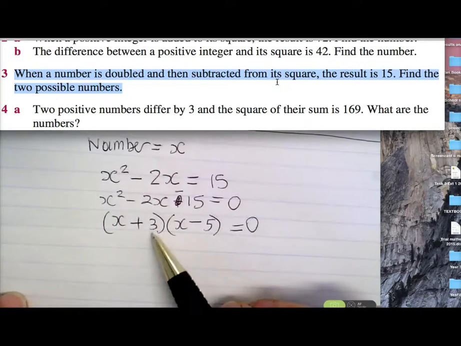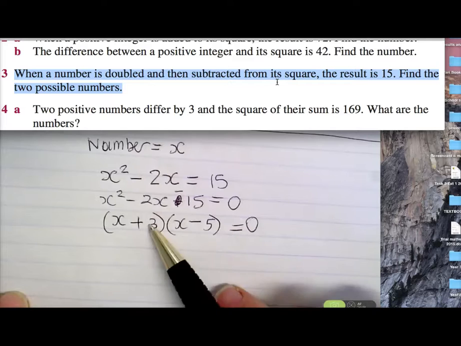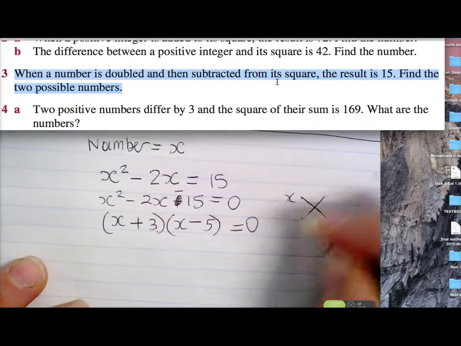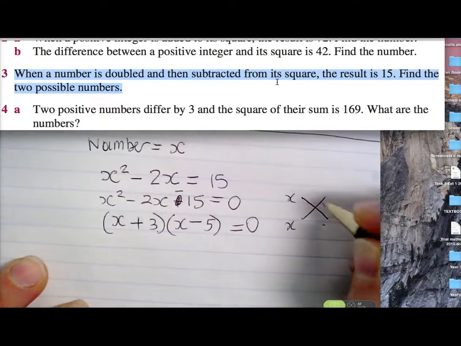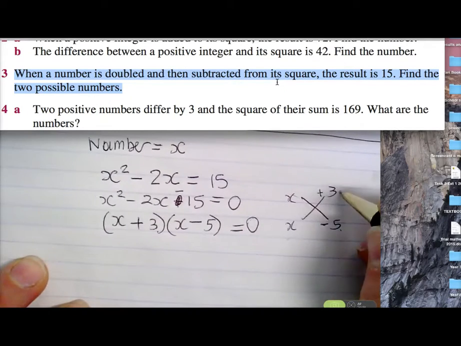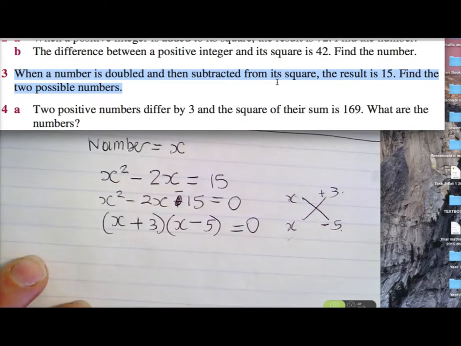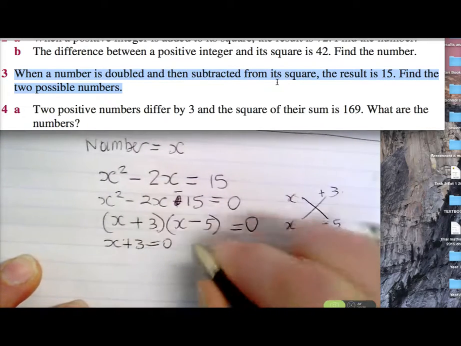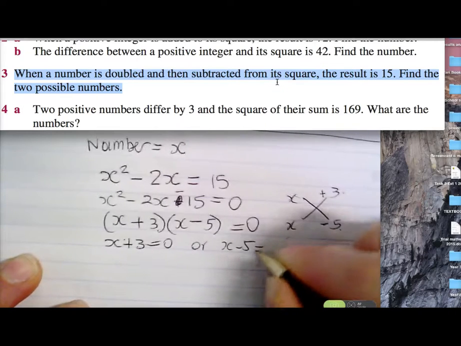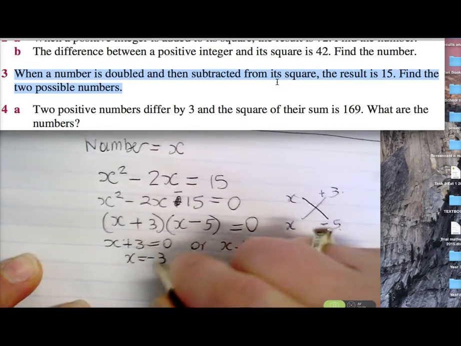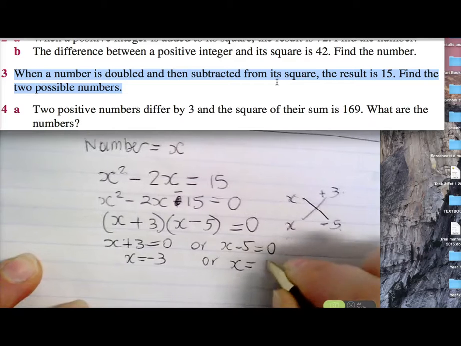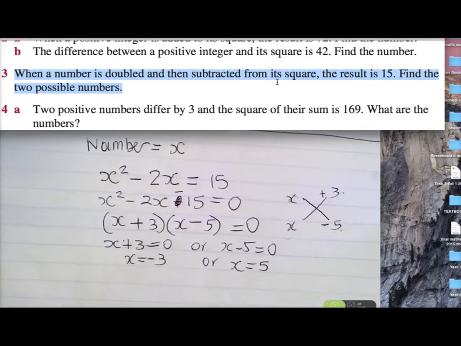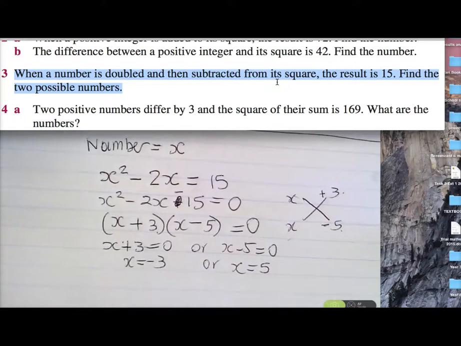Let's check. We get x squared minus 5x plus 3x, or you go like this with your crisscross. Minus 5x plus 3x. So what do I get? X plus 3 is 0, or x minus 5 is 0. Therefore, x is negative 3 or x is 5. Girls, they're your two numbers. Are we finished?